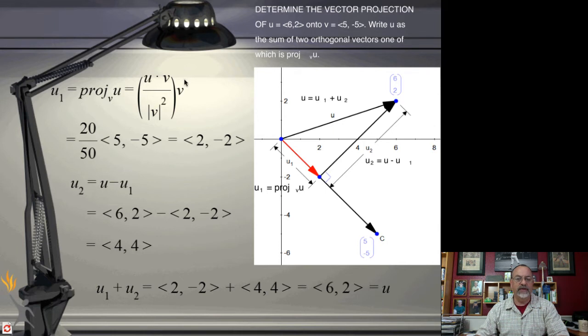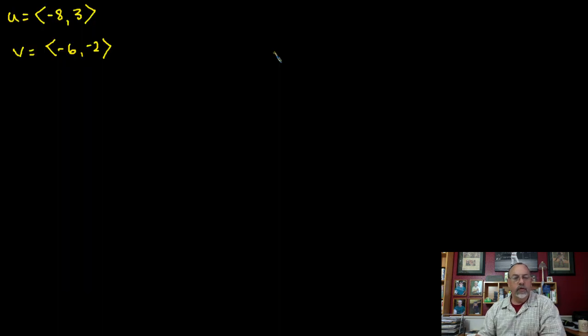The main thing to remember is you determine the projection vector by this formula here, and again that gives me this, and then this vector is the sum of this and the orthogonal vector here. Those two added together give me the original. So with a little bit of algebra I can determine what this one is. So let me walk through one more problem where we find the projection of a vector and then decompose it into a sum of orthogonal vectors.